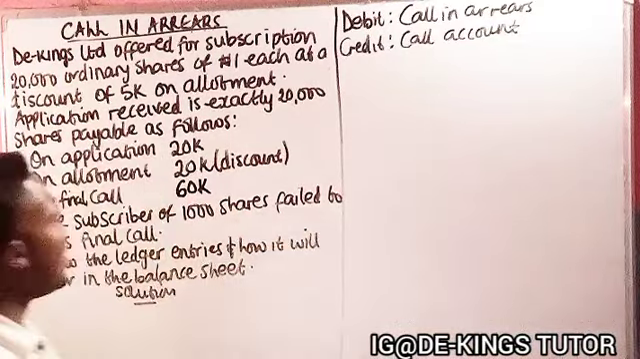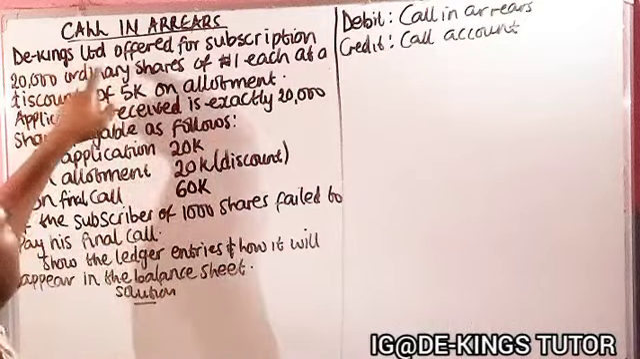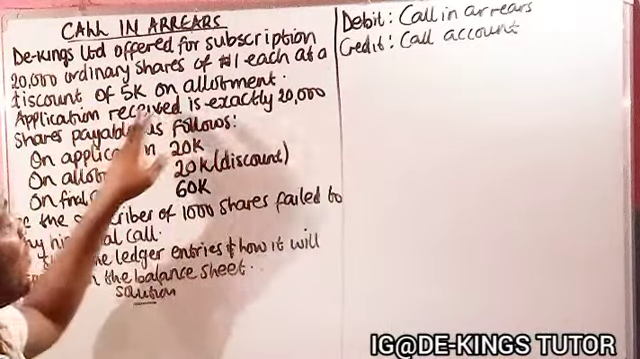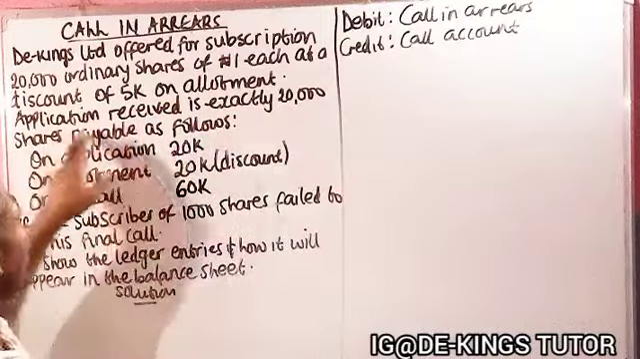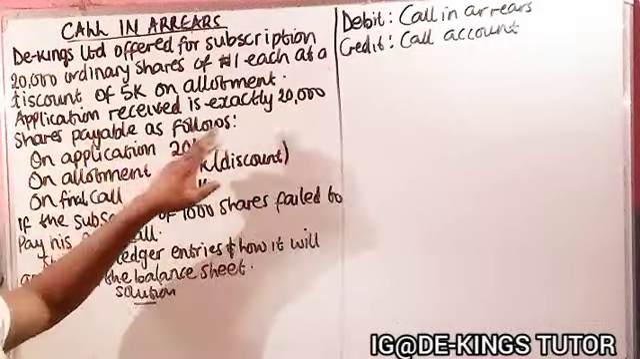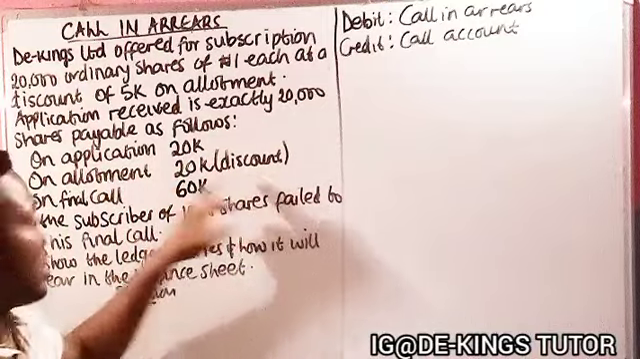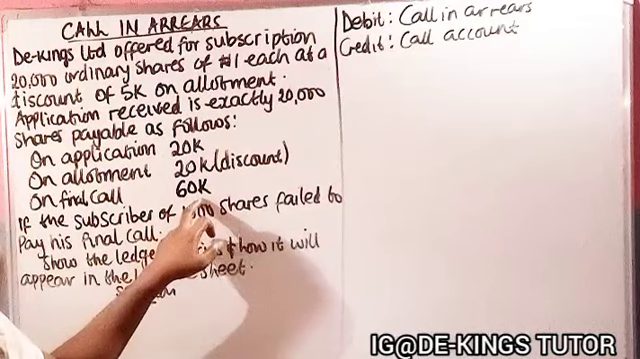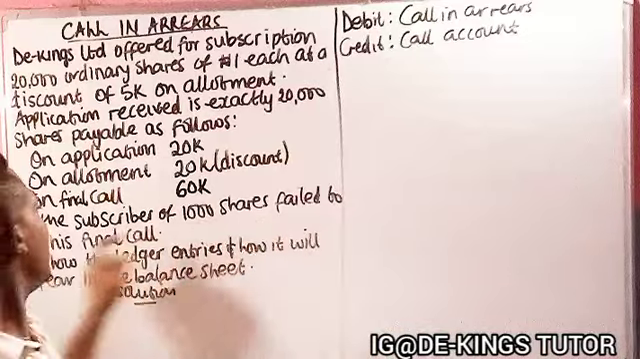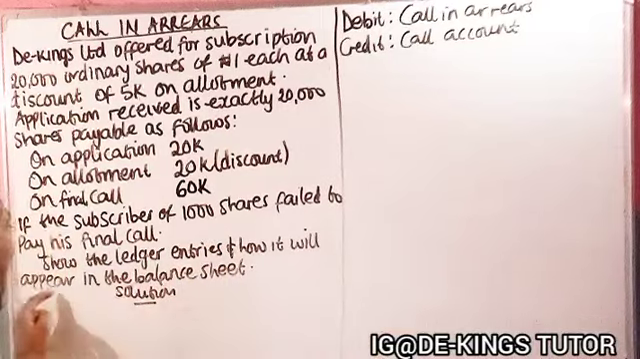Now let's see an example on how we can input this. The question said Kings Limited offered for subscription 20,000 ordinary shares of £1 each at a discount of 5 kobo on allotment. Applications received are exactly 20,000. Shares are payable as follows: on application 20 kobo, on allotment 20 kobo, where there was a discount, on final call 60 kobo. If the subscriber of 1,000 shares failed to pay his final call, show the ledger entries and how it will appear in the balance sheet.